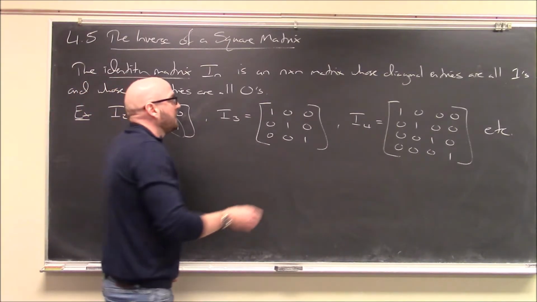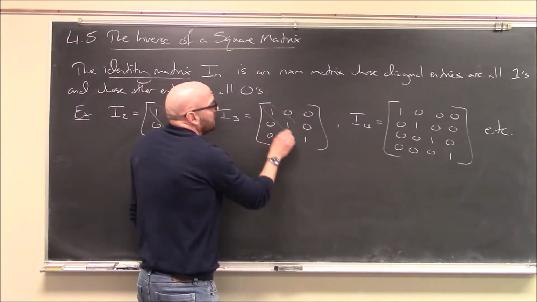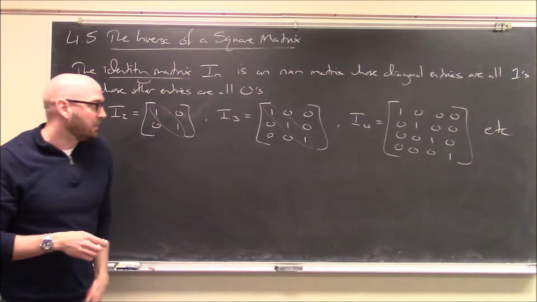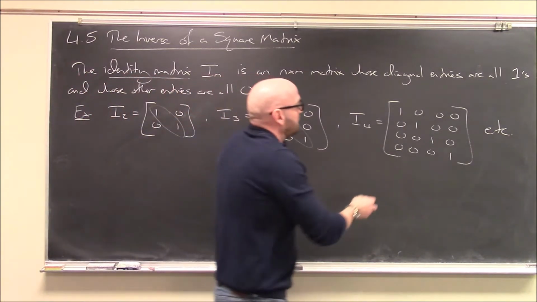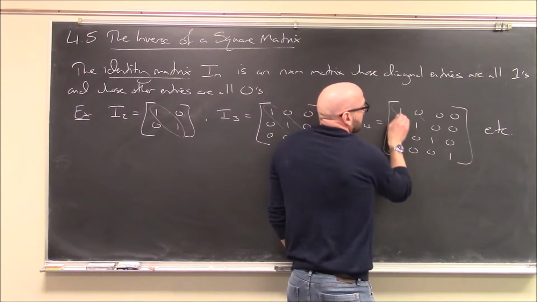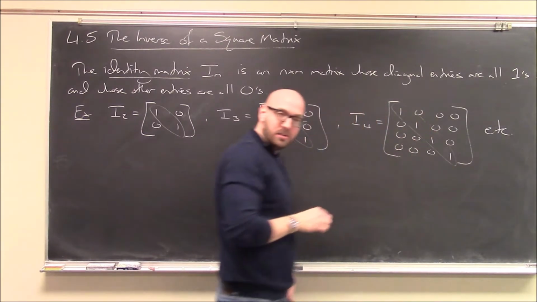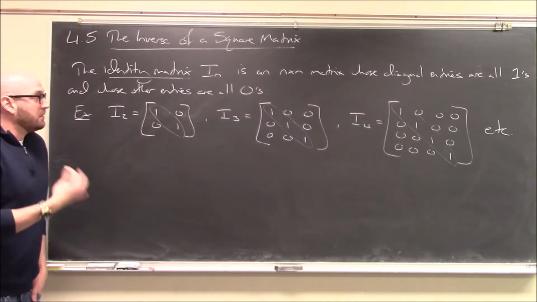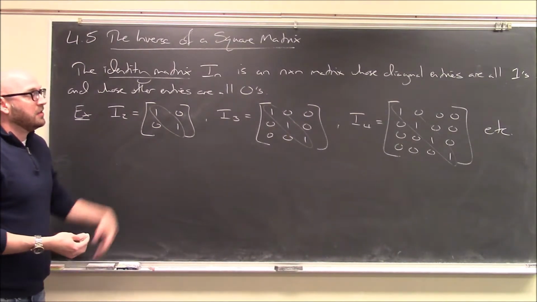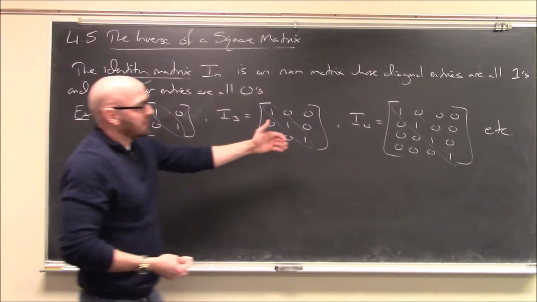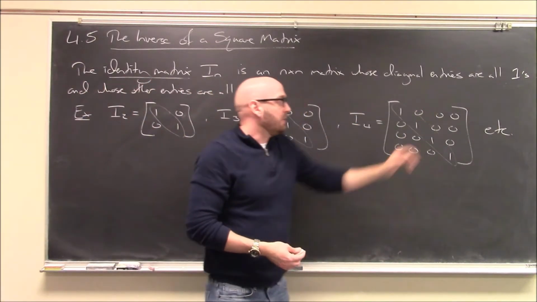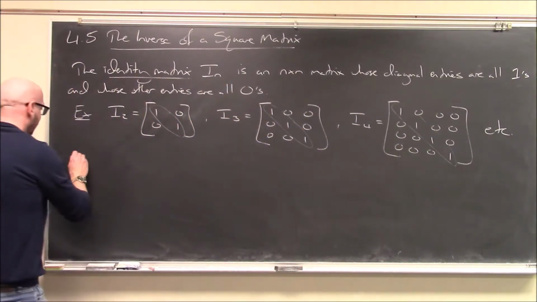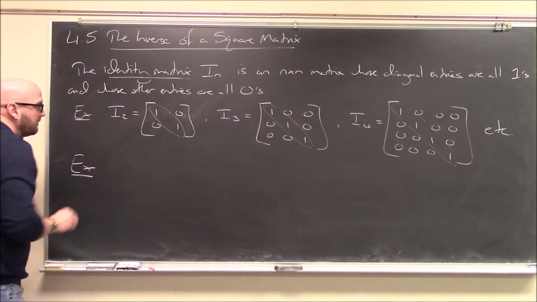I3 is the 3 by 3 identity matrix, all of the entries on the diagonal are ones, everything else is 0. I4, the 4 by 4 identity matrix, all of the entries on the diagonal are ones, everything else is 0, and so on. So in general, the n by n identity matrix has n rows, n columns, and it looks like this. Everything on the diagonal is 1, everything else is 0. And the identity matrix has a very important property.